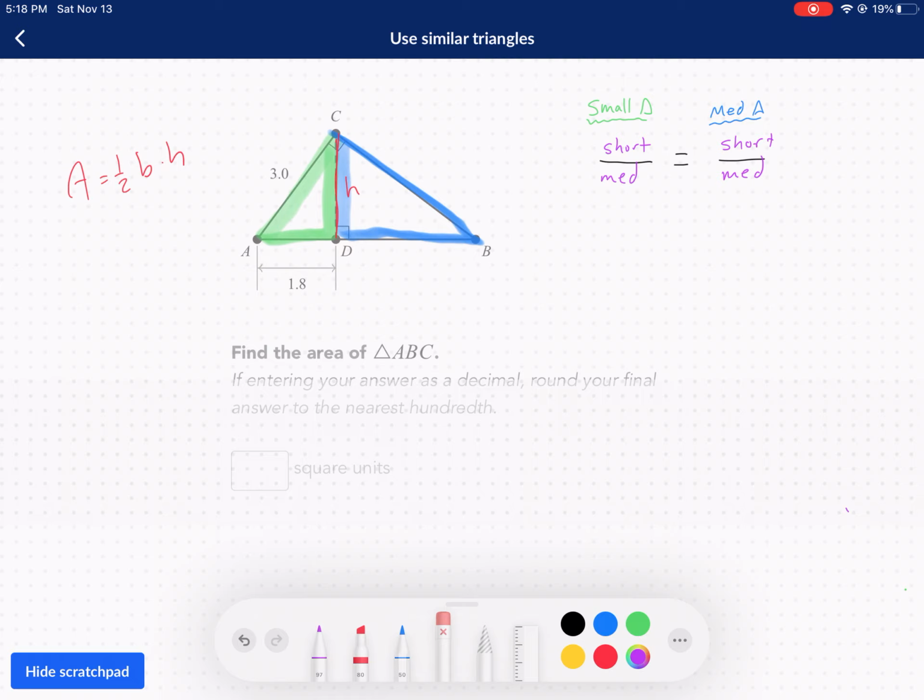Now, what is the short side for that green triangle? The short side is 1.8. Okay, this is what I'm defining as the short side. And the medium side is RH. Okay. Now, over here in the medium triangle, our short side is RH. And then our long side, we don't know what that is yet. So I'm just going to call that L for long side, okay? I'm looking for that still. I'm going to put that as L.